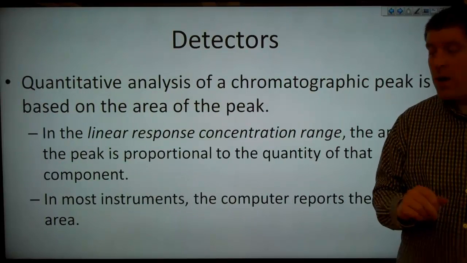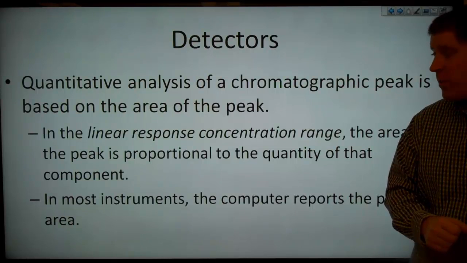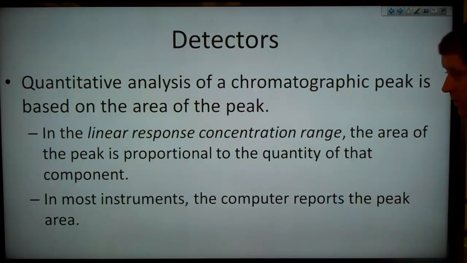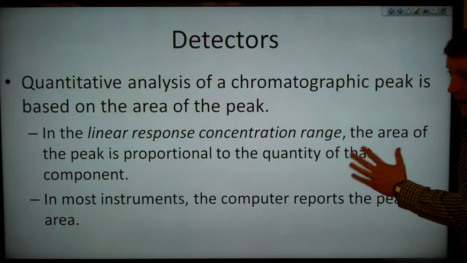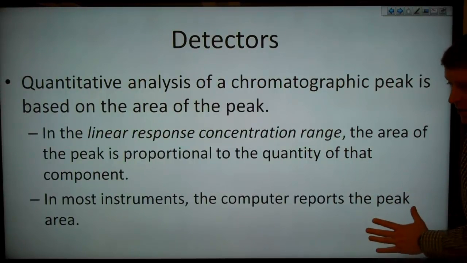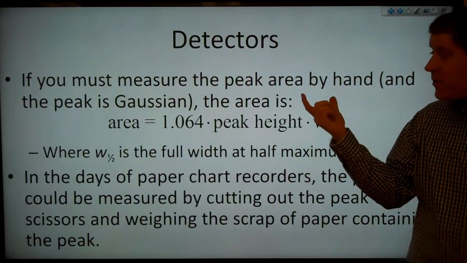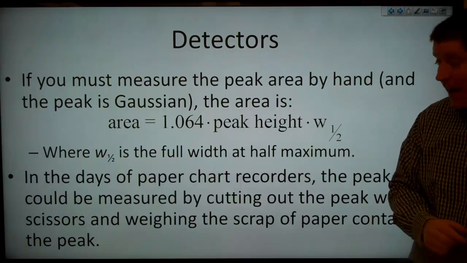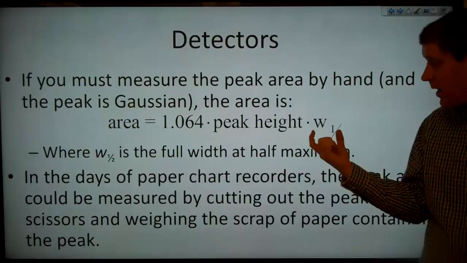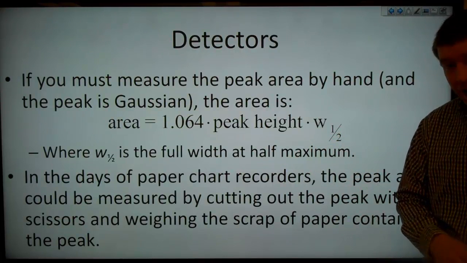Quantitative analysis of a chromatographic peak is based on the area of that peak, not on the height of that peak alone. In the linear response concentration range, the area of the peak is proportional to the quantity of that component. In most instruments, the computer reports the peak area for us. If you have to measure the peak area by hand, and the peak is Gaussian, then the area is equal to 1.064 times the peak height times W1/2, where W1/2 is the full width at half max.